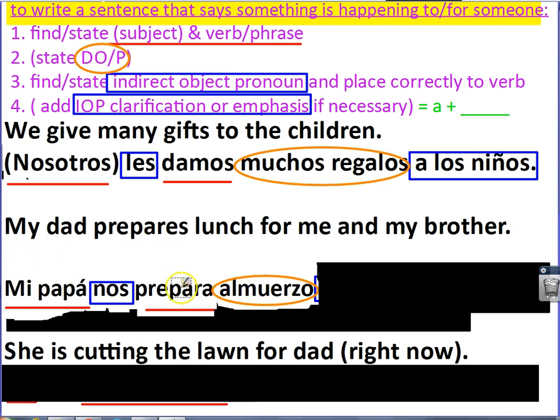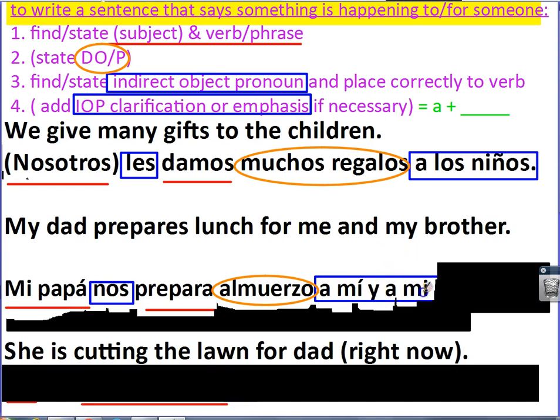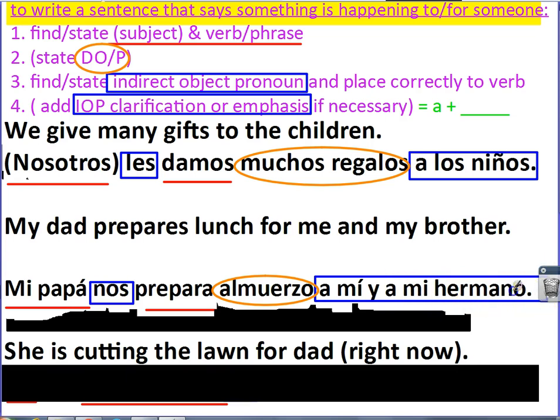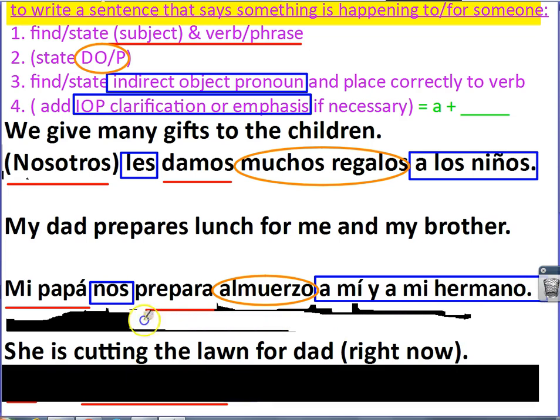All right, let's see how our sentence is doing so far. My dad prepares or is preparing lunch for us. That is a lovely sentence, but it doesn't quite say this sentence yet. So I need to clarify, and I do that by putting a in front of each person listed. So I can't say yo, so I will say mí with an accent. A mí, a mi hermano. Why doesn't this mi have an accent? Because mi for my, no accent.